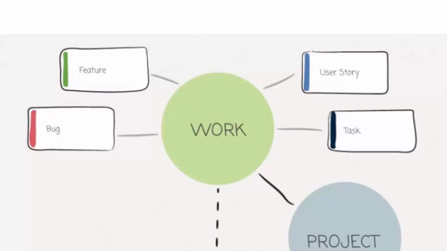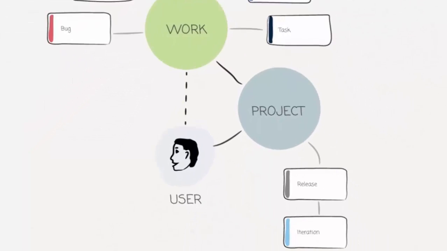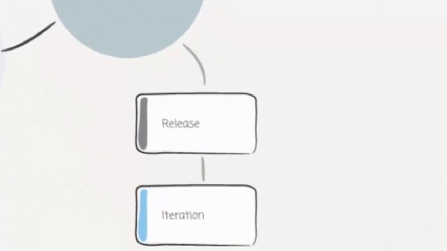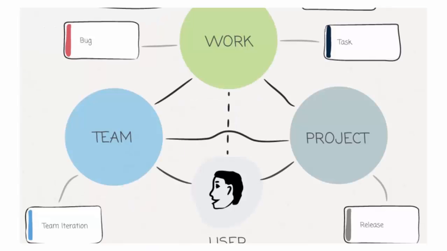There are different requirement entities in TargetProcess, such as features, user story, task, and bug, and each one has a specific color. Projects are planned with releases and iterations. When we have a larger and more complicated project, we can use the team entity. This will help us to expand our work in larger projects or in multiple projects.